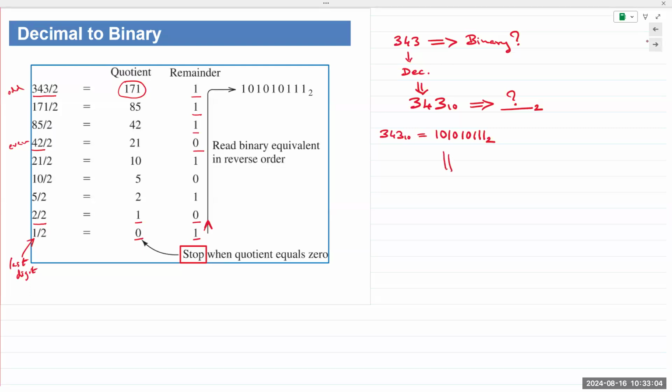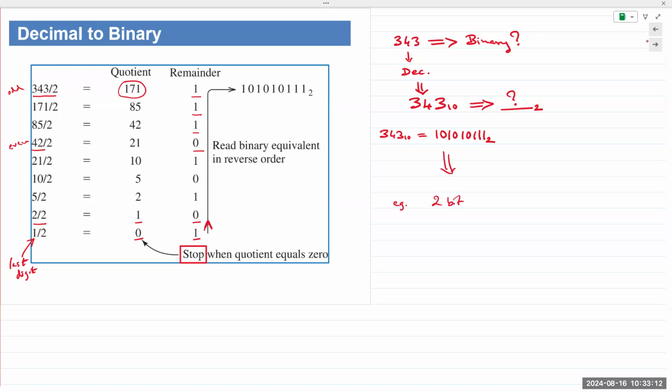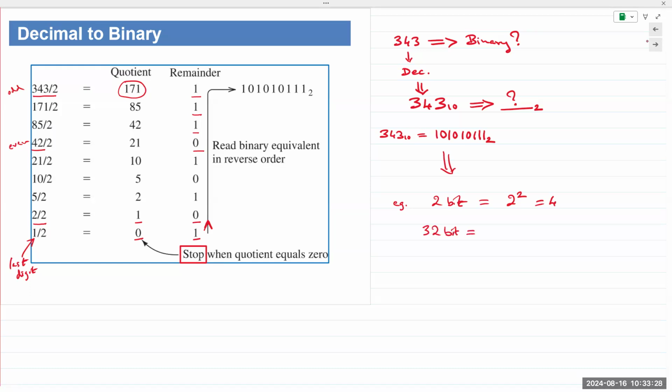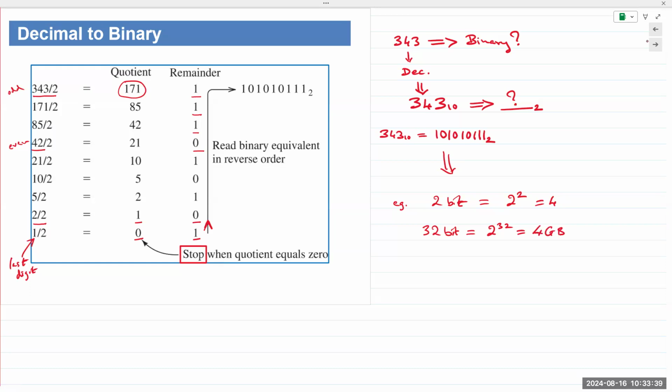To take that example of computer systems further, if you had a 2-bit system, then the maximum amount of memory or maximum amount of circuits you need would be 2 raised to 2, which is 4. A 32-bit computer would have 32 circuits for each bit. It'll be 2 raised to 32. It comes out to be 4 gigabytes. So it can address only a maximum of 4 gigabytes.